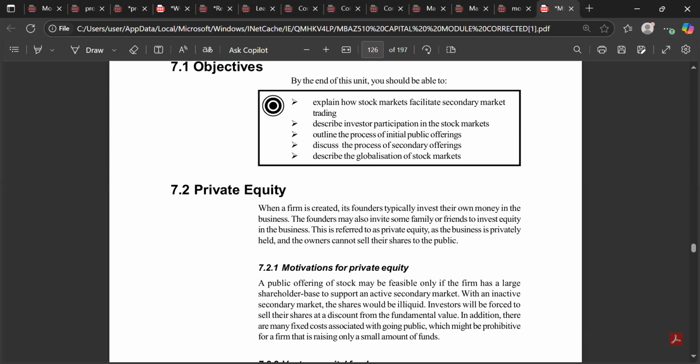In private equity, ownership is held by a small group of investors, typically founders, friends, or family, and the shares are not publicly traded. It is used in the early development stage of the firm, before the firm can meet certain regulatory and market standards for public listing.